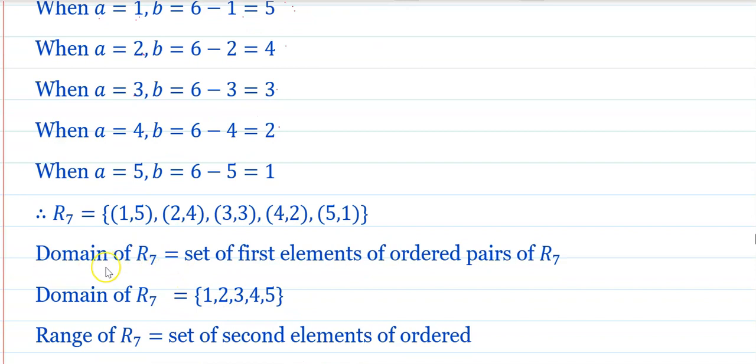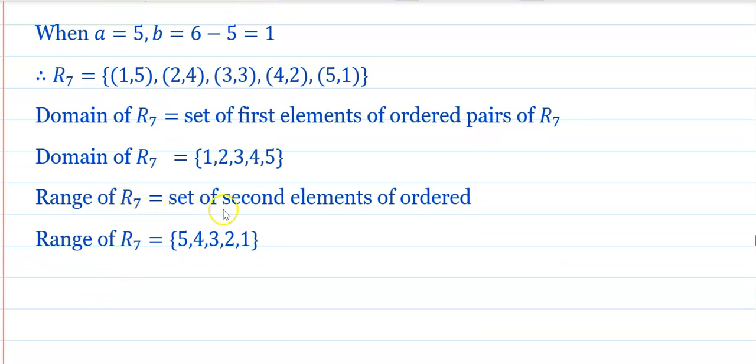Now the domain of R7 is the set of first elements of ordered pairs of R7, that is 1, 2, 3, 4, 5. This is the domain of R7.